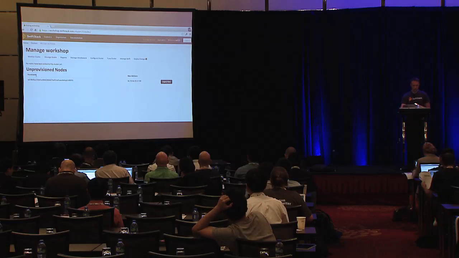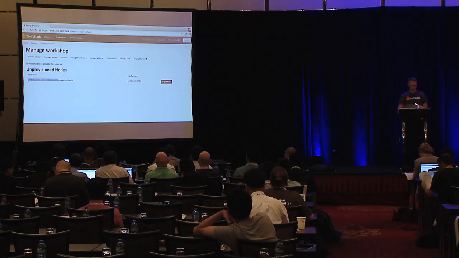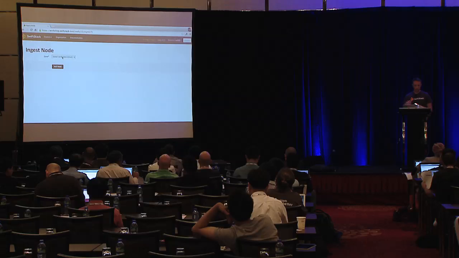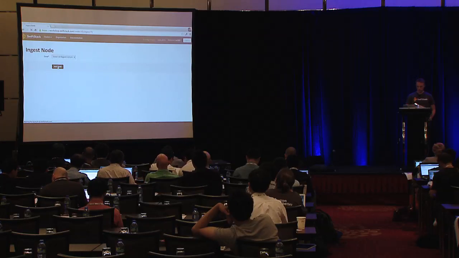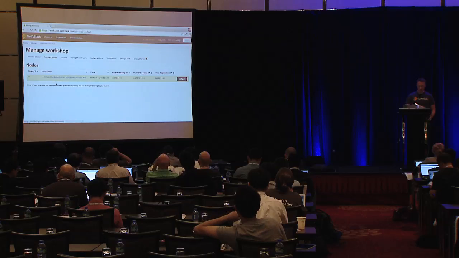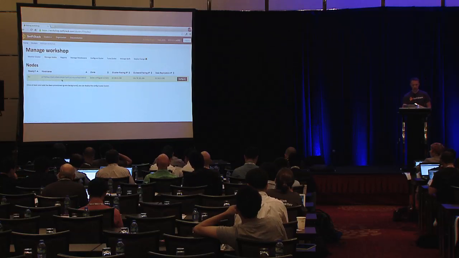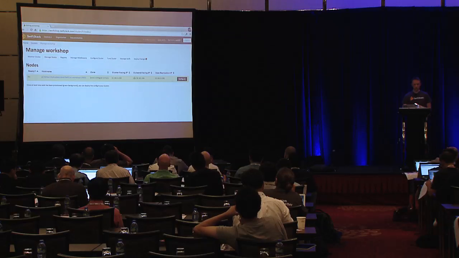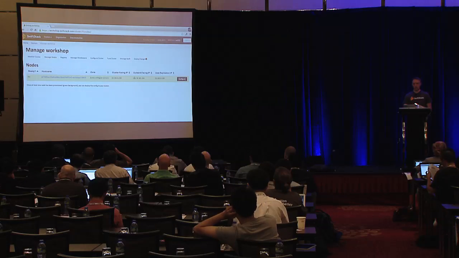And you will see the node as unprovisioned down here. And then you can click on ingest now. Here's the zones that we talked about earlier. We're going to only have one zone here. I'm going to accept that as the default. And at this time, we're almost there. We have already almost gotten this node added into the cluster.